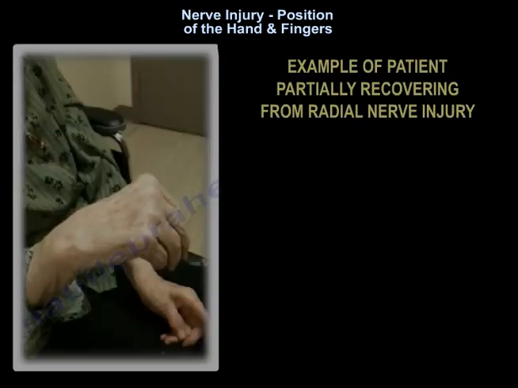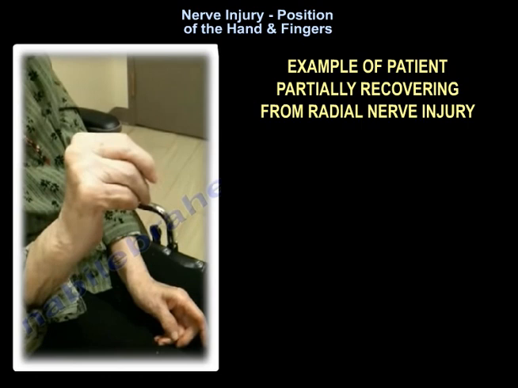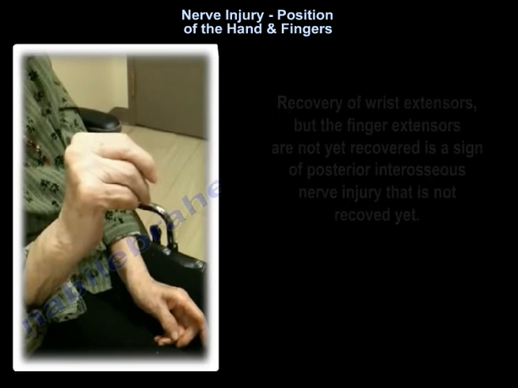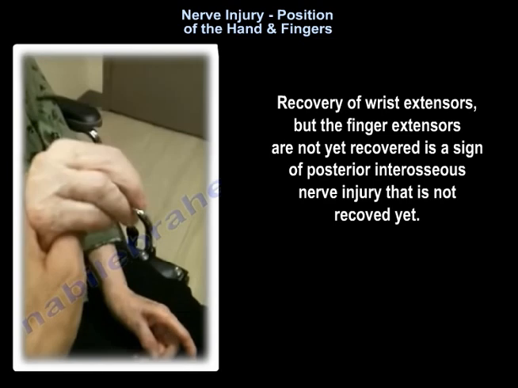This is an example of a patient partially recovering from a radial nerve injury. Recovery of wrist extensors, but finger extensors not yet recovered, is a sign of posterior interosseous nerve injury that has not recovered yet.